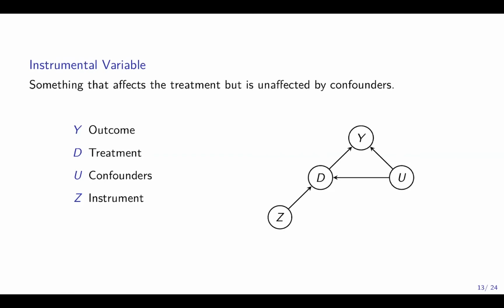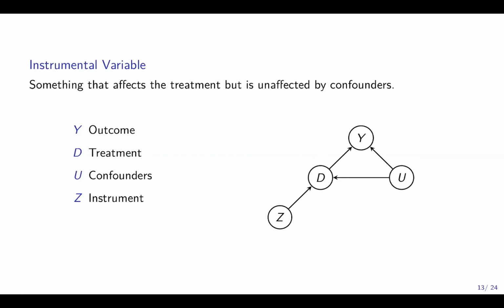Since Z and D are both observed, we can easily check this first requirement for an instrumental variable. In other words, we can easily check that rainfall is related to voter turnout. But the second requirement is quite a lot harder.